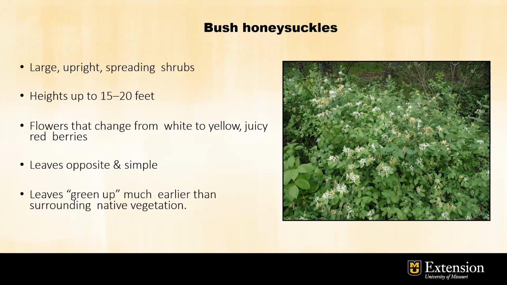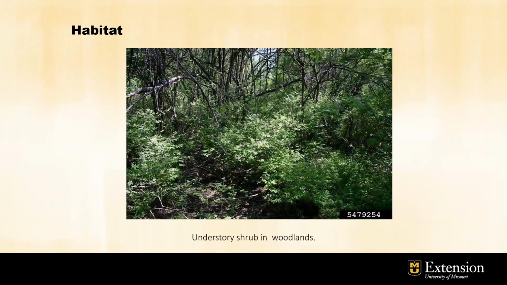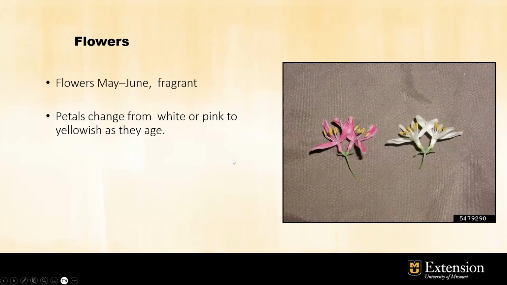A lot of the invasive species, and bush honeysuckle is one of them, green up earlier than our native vegetation. So in the spring, you'll see they'll be green sooner, and then they die down later in the fall. Especially in our woodland areas, they're an understory shrub, and they just choke out any of our native tree seedlings that might come through.